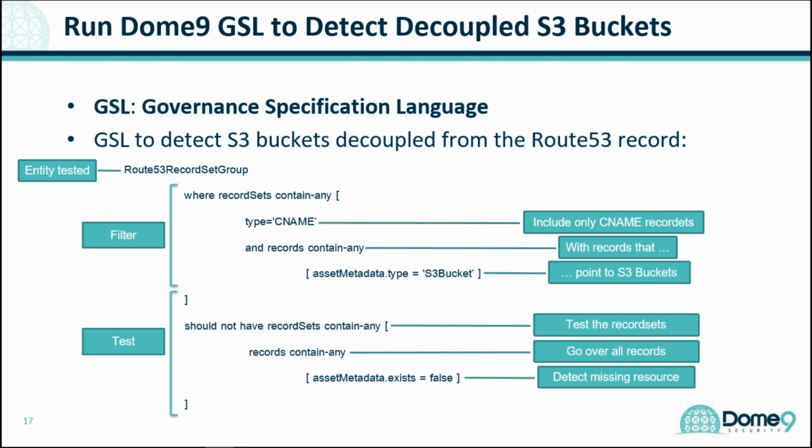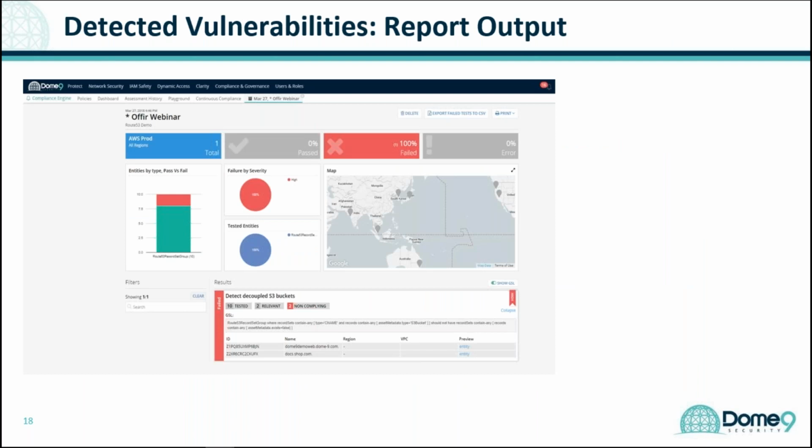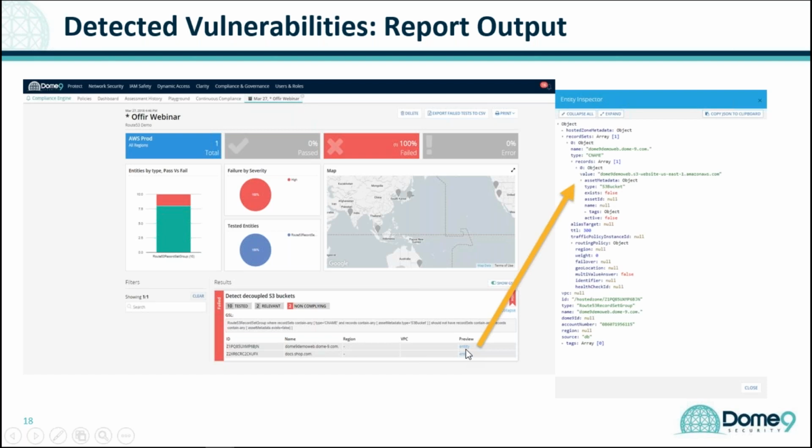compliance engine, you get the output. You get a report that shows you all the rules that failed, and you also see all the resources that failed this specific test. So you can see all the information regarding these specific entities, and once you click on one of these entities, you get what we call entity inspector. This is basically a JSON object that shows you all the different fields that we get from Amazon. You can see the name of the domain, you can see the name of the record, and you can see all the information that you need to start the remediation process.